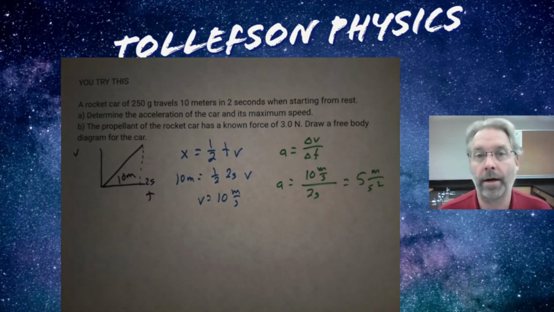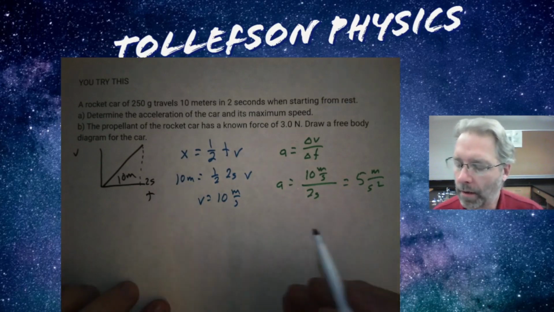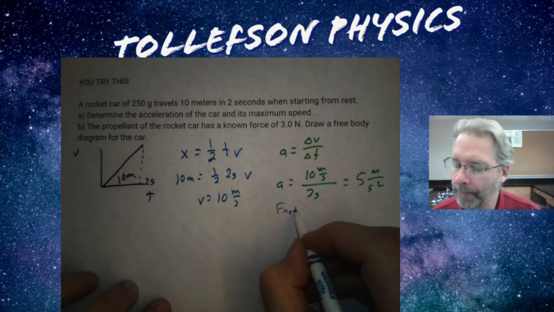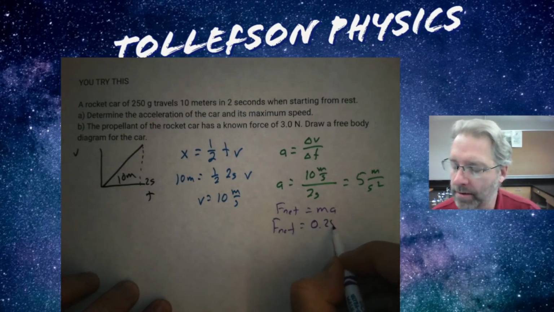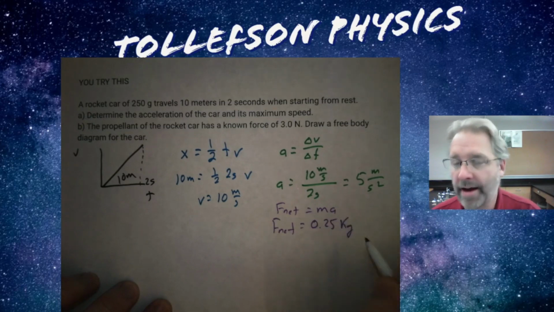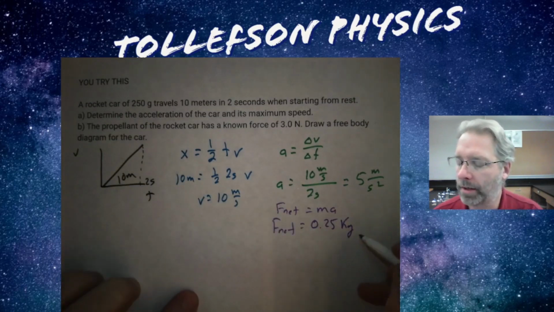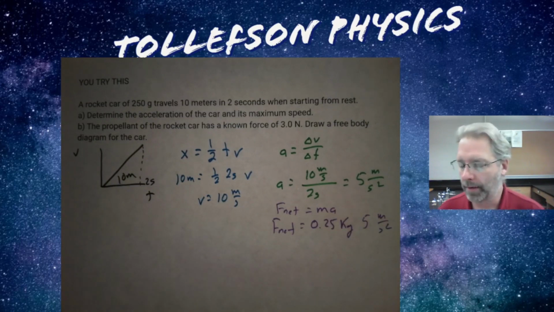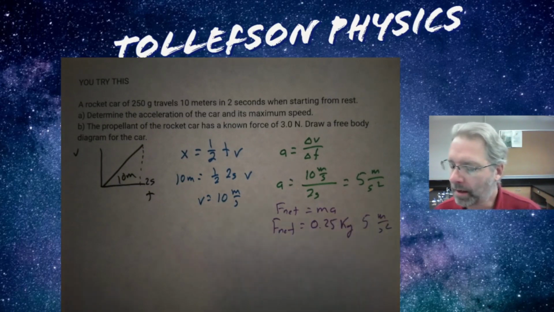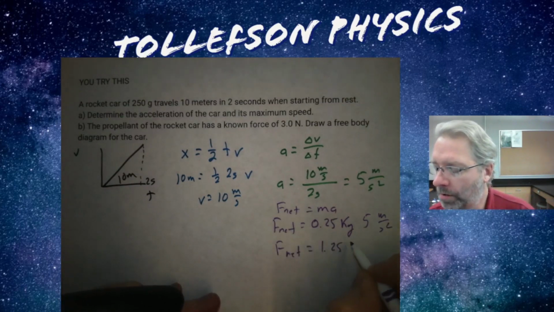Now, one thing I didn't ask, but it's going to be necessary for the next part of the question, is we need to figure out what the net force on the car is based upon that. And so the net force, let me write it here, F net equals ma. So the net force is going to equal the mass of the car, and we have to do that in kilograms. So 250 grams divided by 1,000 gives us 0.25 kilograms. We're going to multiply that by the acceleration, and so 0.25 times 5 gives us a net force of 1.25 newtons.